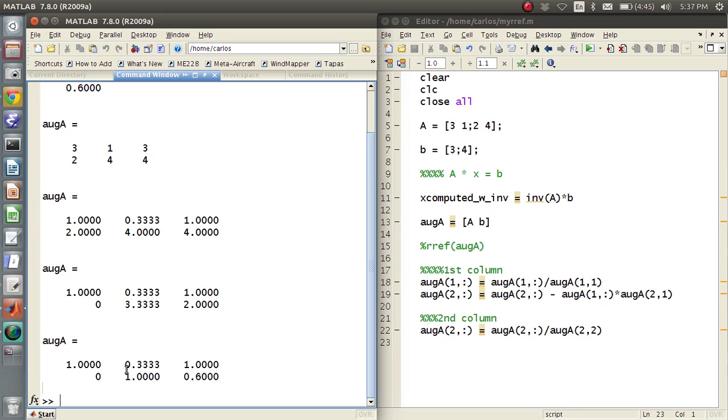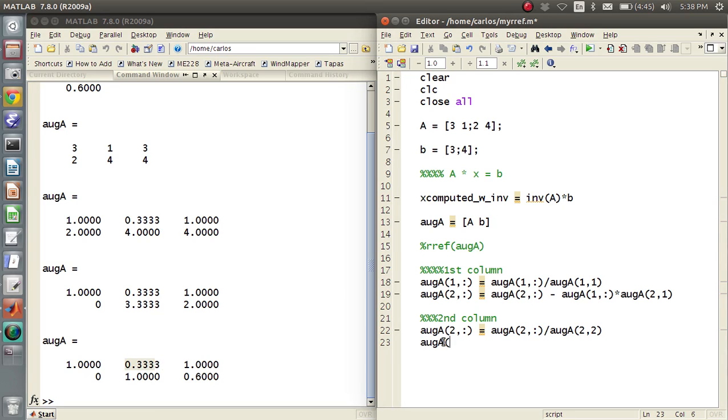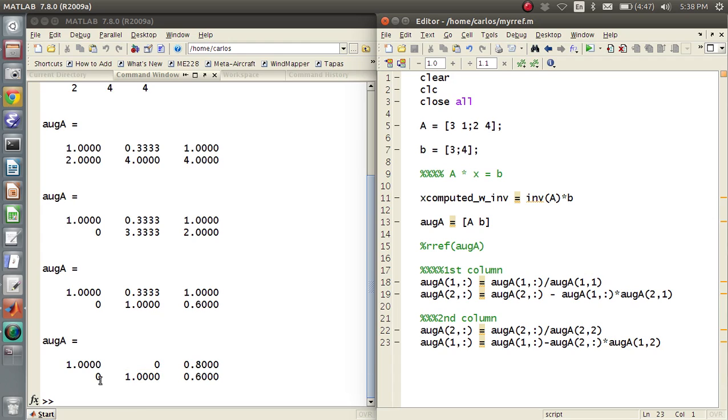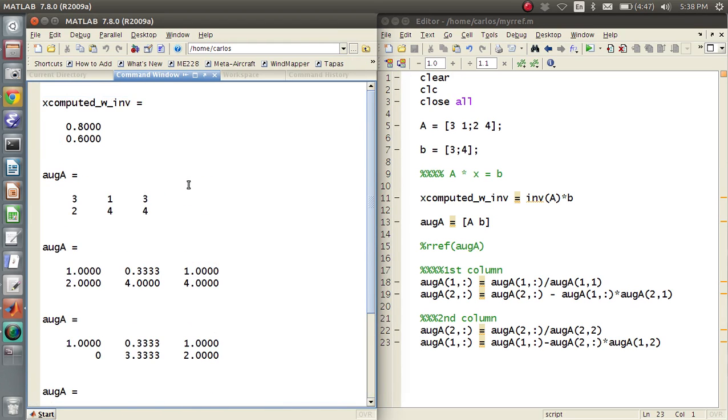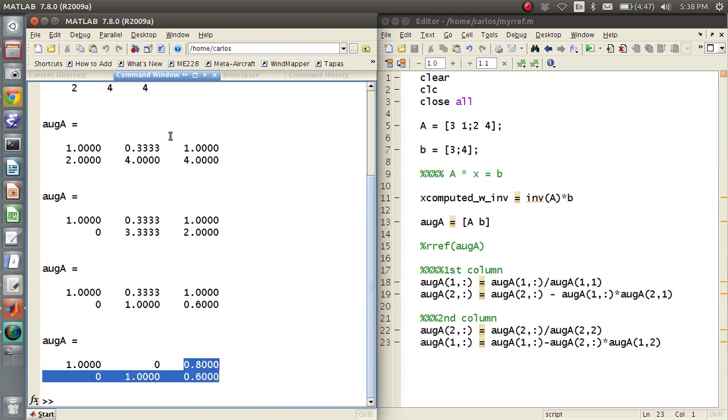And then all I need to do is take the first row and subtract the second row from it, multiplying it by this number here. So I'm going to do the first row minus the second row times that 0.33. And that 0.33 is first row, second column. And there we go. Now I have 1, 0, 0, 1, and if you notice, look here, 0.8, 0.6. So if you go up here, that's exactly what I computed here.